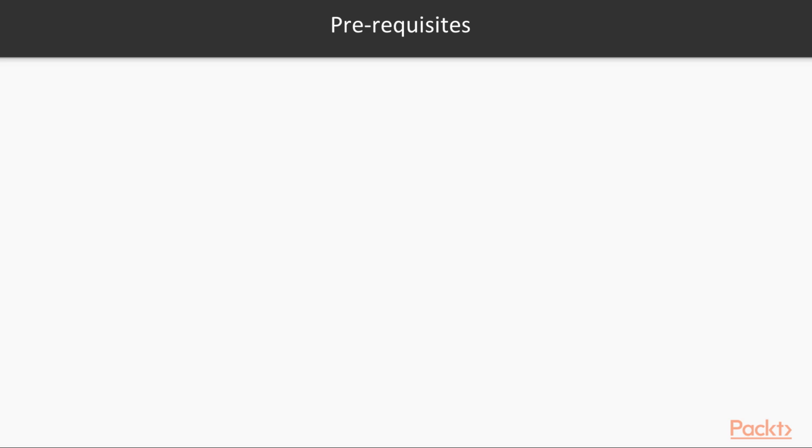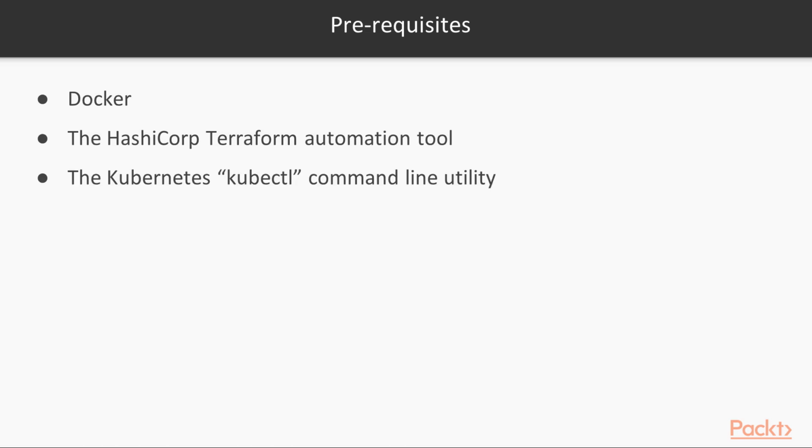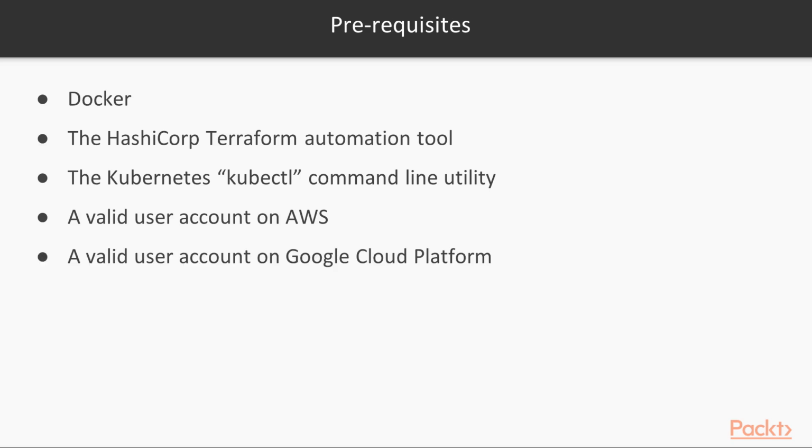In order for you to follow the content of the course, you need a few things first. Please ensure you have Docker, Terraform, and the kubectl command line utility installed locally on your machine. A valid user account on AWS and Google Cloud Platform is also required. If you don't have an account on AWS or Google Cloud Platform yet, you will be able to use the free tier offered by them.